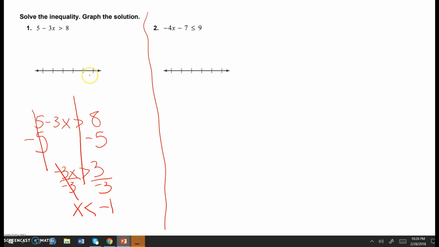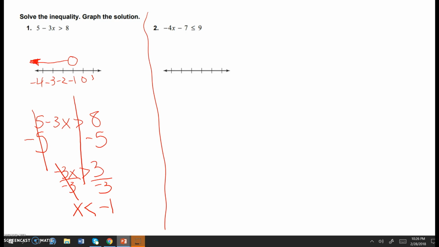When we graph that, we do an open circle above negative 1, and that says x is less than or equal to negative 1, so it's anything below.